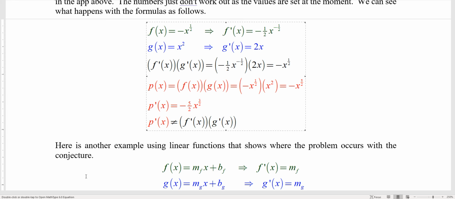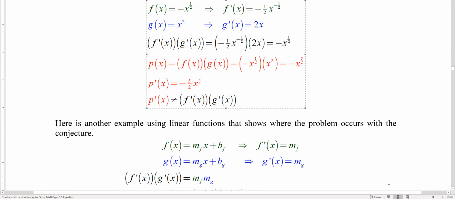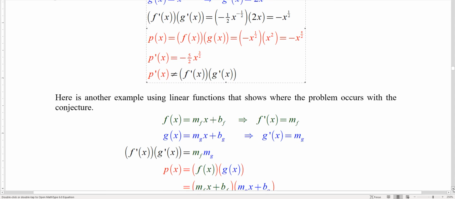If we look at that, then the derivative of f is just m sub f, and the derivative of g is just m sub g. So these are constant functions. So these are pretty simple functions to look at. Well, if we multiply those two derivatives, we're going to get m sub f times m sub g. But as you can probably guess, it's not going to be the same thing as the derivative of the product of the two functions. So the problem comes in right here.